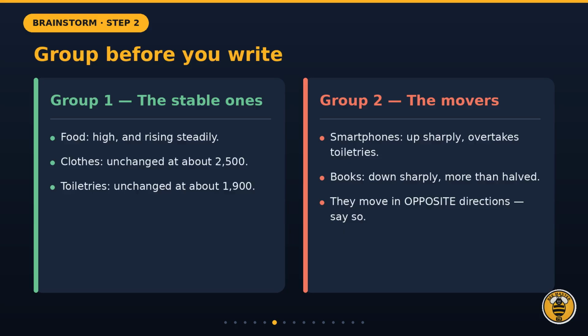Next, group what you found. Group 1, the stable ones: food, higher and rising steadily; clothes, unchanged at about 2,500; toiletries, unchanged at about 1,900. Group 2, the movers: smartphones up sharply, overtaking toiletries; books down sharply, more than halved. And here is the sentence that lifts your score. They move in opposite directions. Say so explicitly.